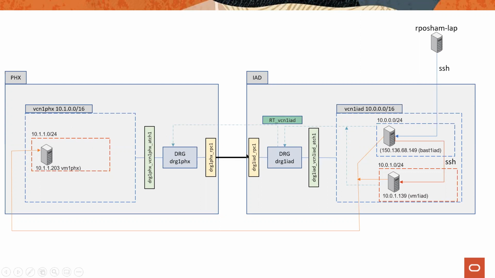After the DRG is attached to the VCNs, we created RPCs, remote peering connections, and we established the connection. After that, we created the routing rules, and we also modified the security lists for both the subnets. So here we allowed the traffic from this public subnet and the private subnet here. And that's what we showed you during the last 20-30 minutes.